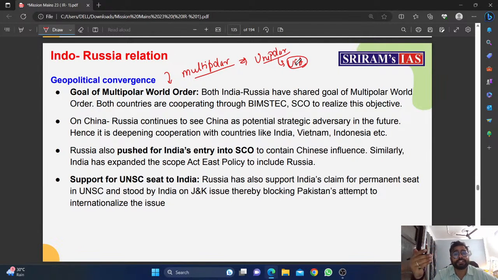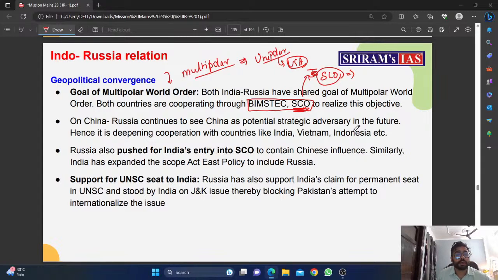Then both India and Russia have started sharing this through various international organizations. Two prominent ones are BIMSTEC and SCO. By the way, this SCO is very important this year. We all know the reason why, because in just a week's time, the annual SCO meeting will begin in an online format. Right now, all these nations are not coming to India, but the summit will happen on an online platform. Then on China and Russia, they continue to see China as a potential strategic adversary in future.